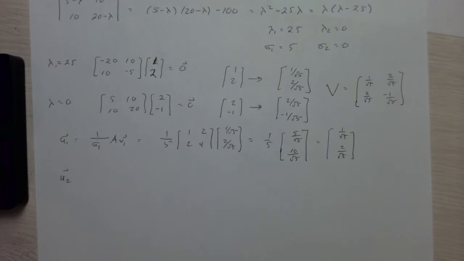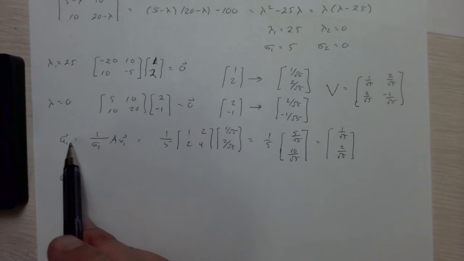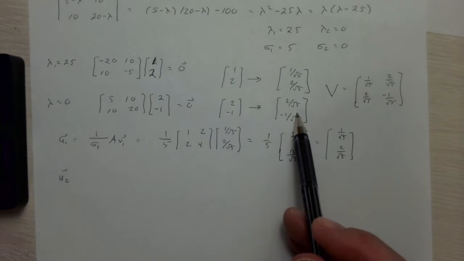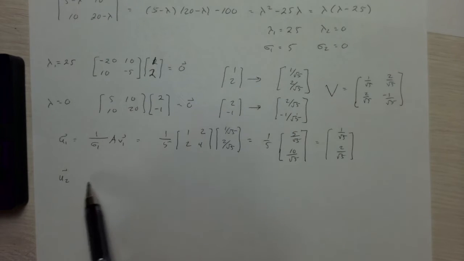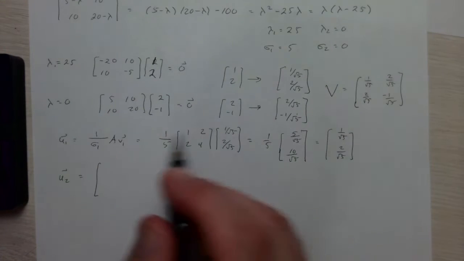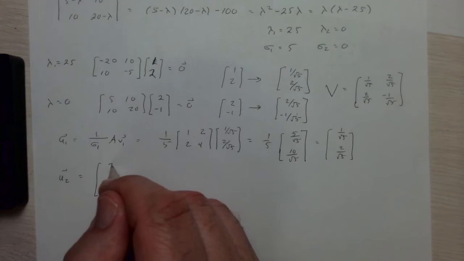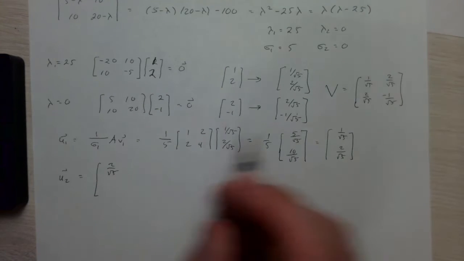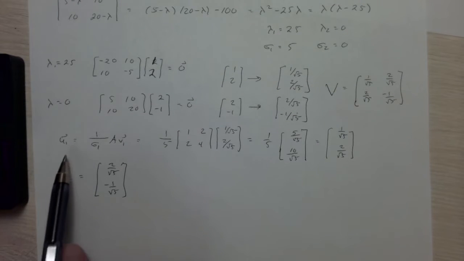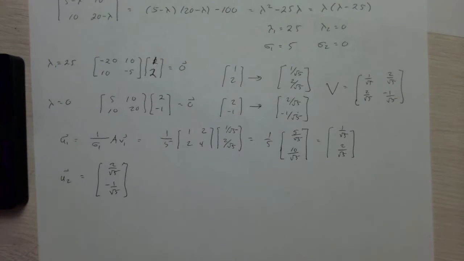We want u2 to be a vector orthogonal to u1, and by chance we already know that this vector is orthogonal to this, and this is also a unit vector. So u2, we can just take u2 to be v2, and so u2 will be 2 over square root 5, negative 1 over square root 5. Remember, the whole idea was to extend u1 to an orthogonal basis of R2, and we know that this will certainly work.